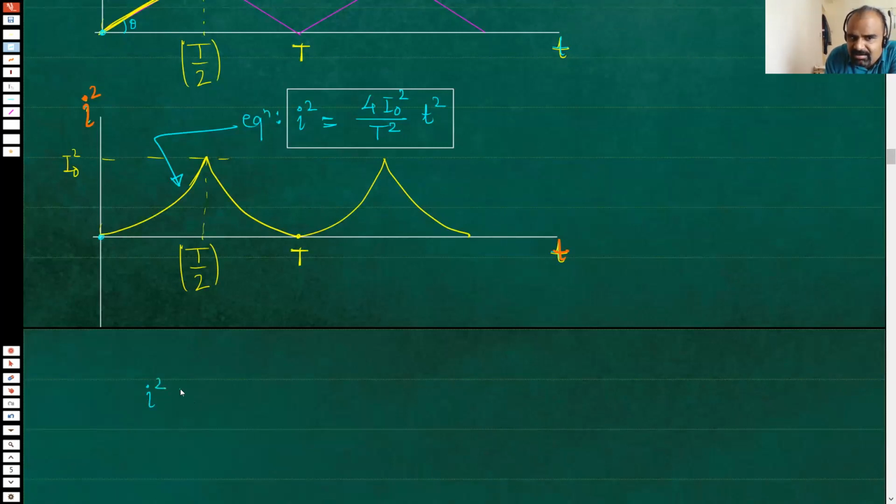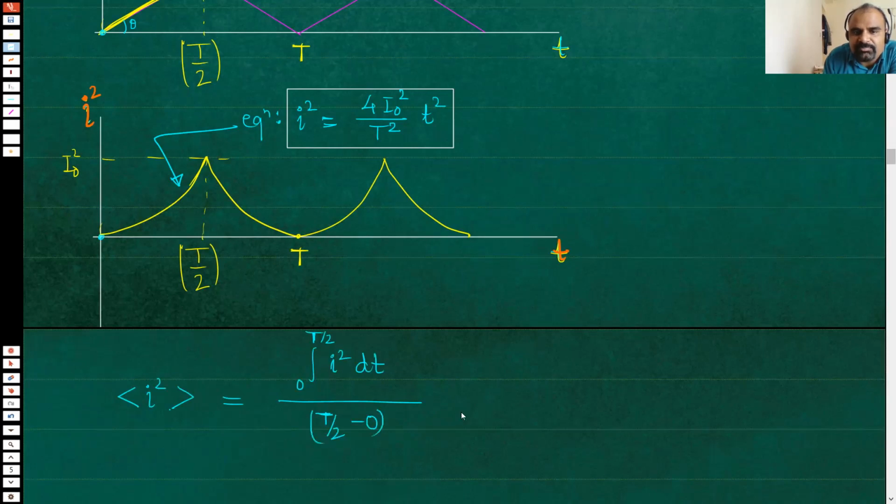So now, I square average, what will that be? It will be the integration of 0 to capital T by 2, I square dt, divided by capital T by 2 minus 0. So 2 by capital T, because this capital T by 2 will become 2 by capital T, integration of 0 to capital T by 2, and then I square will be 4 I naught square by capital T square into small t square.